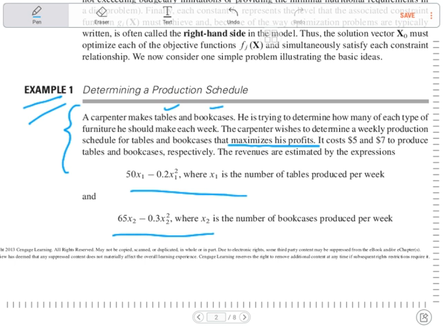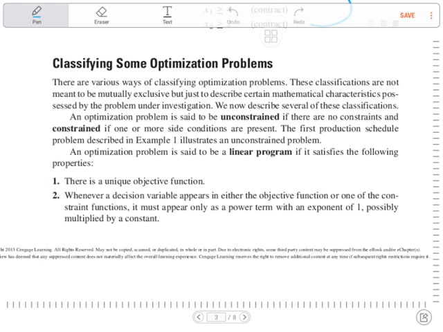It costs $5 and $7 respectively to produce tables and bookcases. The revenues are estimated by these expressions, where x1 is the number of tables produced per week and x2 is the number of bookcases produced per week. Now he wants to maximize his profit. So how can we give an optimization problem structure to this one? For that, let us see what they are doing here.